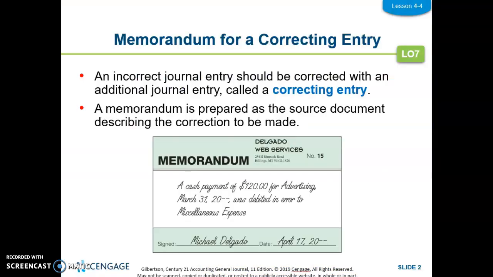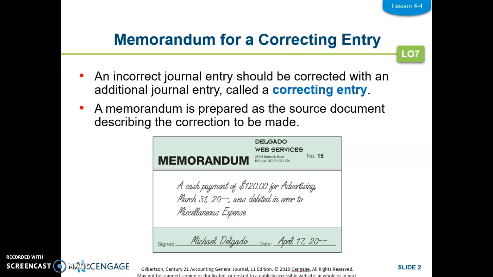Errors discovered before entries are posted may be corrected by ruling through the item as described in Chapter 3. However, a transaction may have been improperly journalized and posted to the ledger. In such a case, the incorrect journal entry should be corrected with an additional journal entry called a correcting entry. If an accounting error is discovered, a memorandum is prepared as the source document describing the correction to be made.